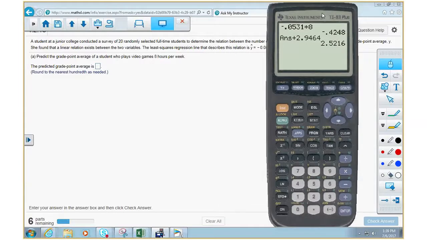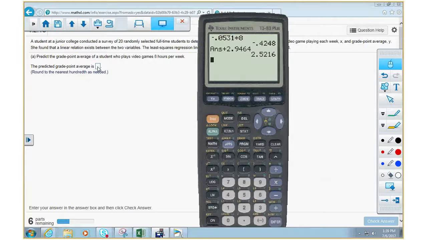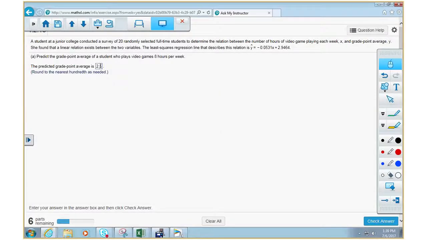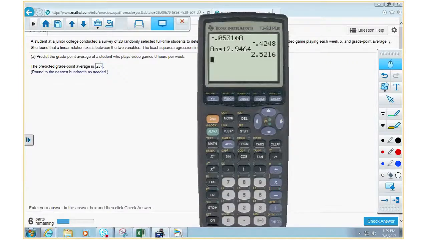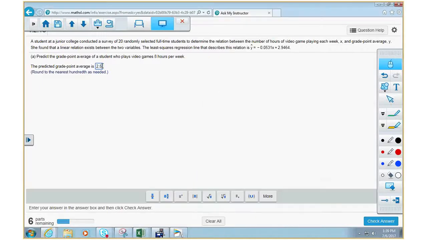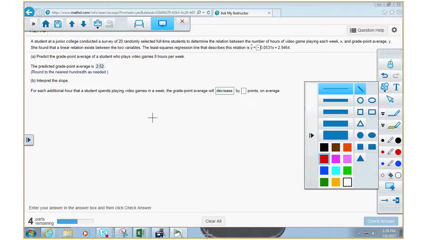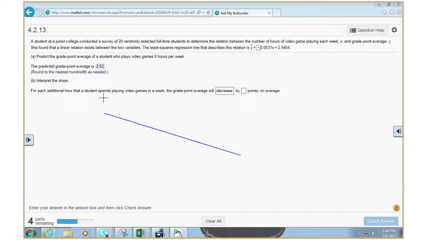It's not even a B? C average? 2.5. It's supposed to be 2.5. For each additional hour that student spends playing video games in a week, the grade point average will fall. How do I know fall? Because the slope of the line is negative. The negative slope means that it's going down. So for each additional hour, what's going to happen? It's going to go down. By how much? 0.0531.